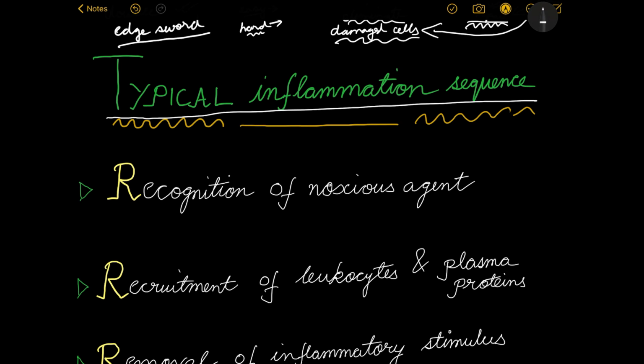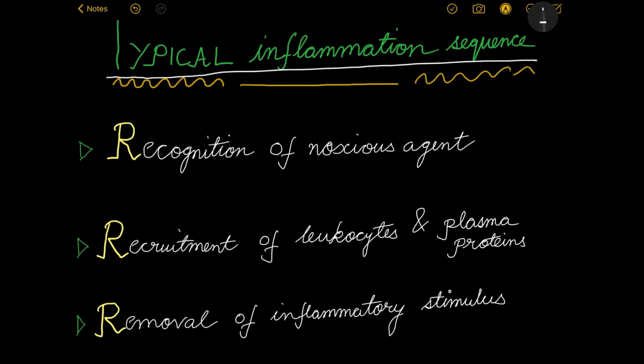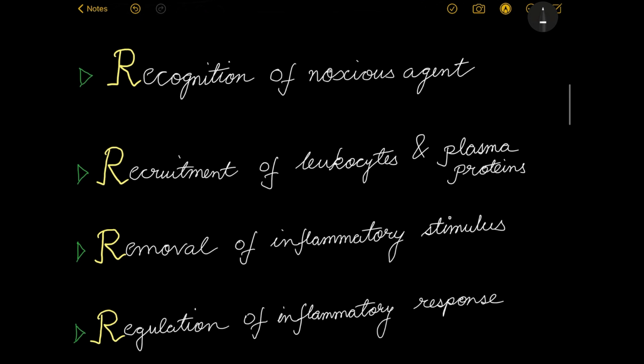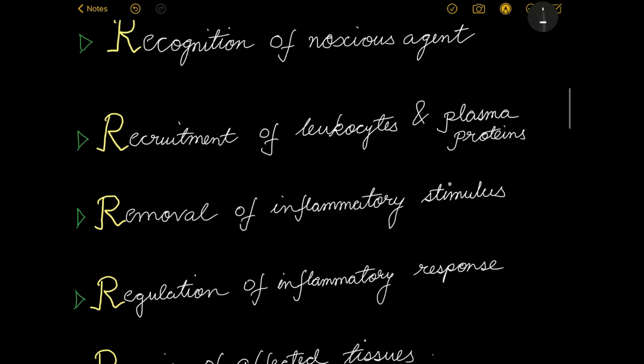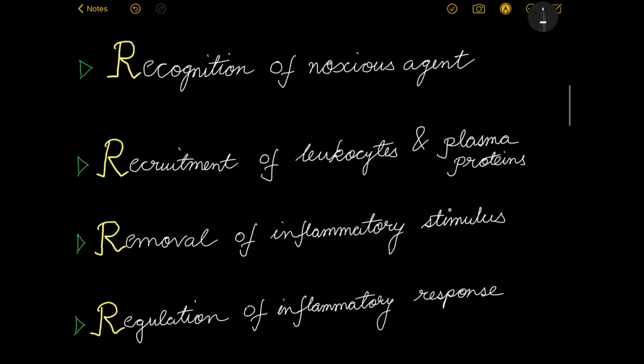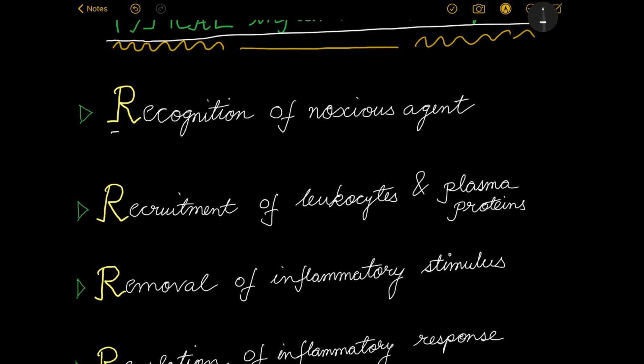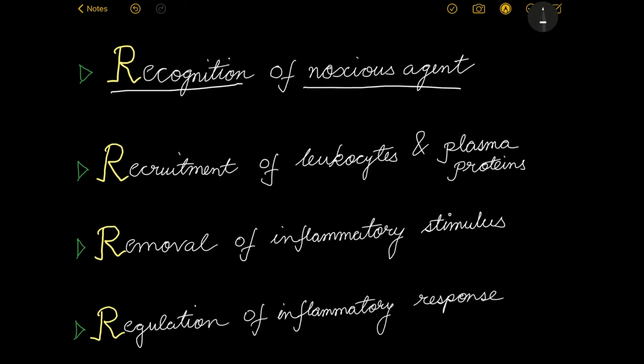Typically, what happens in an inflammation sequence, as you can see, is very well versed and very easy to remember. It is actually a combination of 5 R's. What are the 5 R's? The first R stands for recognition. Recognition of the noxious agent. First, let's get on with the 5 R's and then we will come to them later, one by one. So first is recognition of the noxious agent, and second is the recruitment of the leukocytes and the plasma proteins.